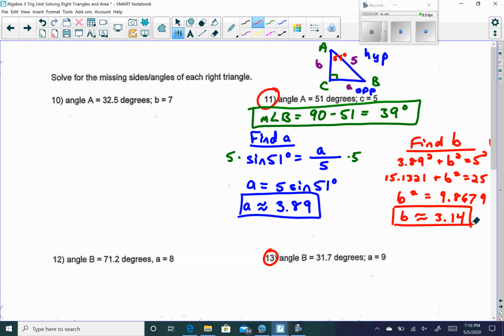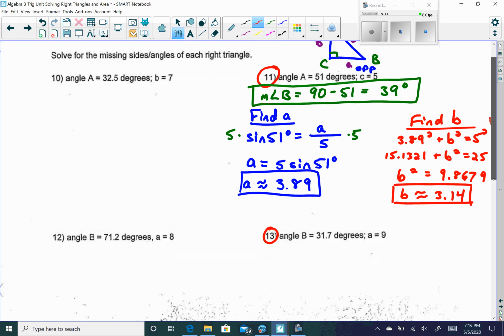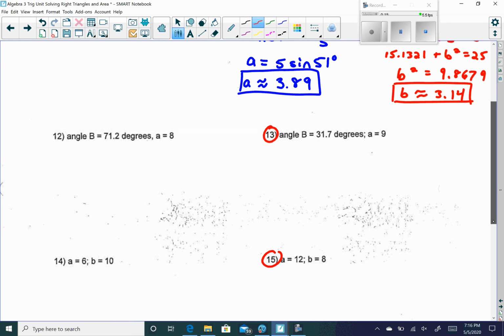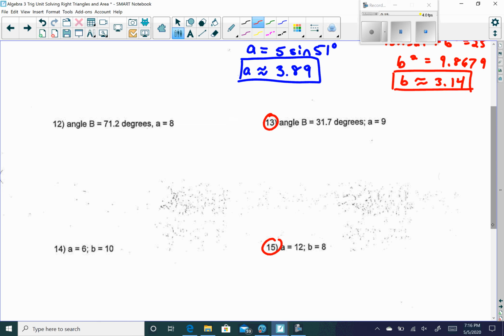All right, so an example of where we have to draw this triangle out and fill in what's given. So we'll do 2, maybe 3 more from this page. All right, so 13, go ahead and pause the video, draw your right triangle, label what's given. And actually see if you could find everything that's missing before you come back and hit play.